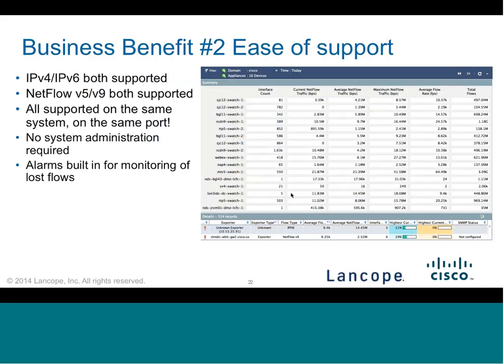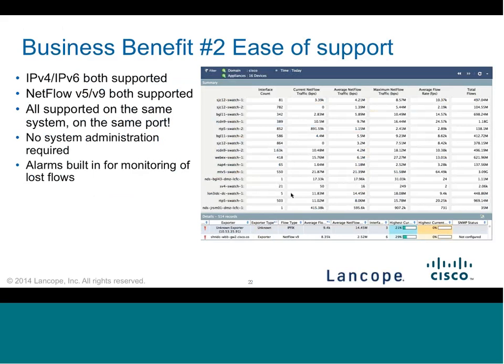The next business benefit, Paul mentioned it a little bit when we were talking about some of the challenges with OSU FlowTools. It's really ease of support. The fact that with StealthWatch we deploy a single box and we can point flows that are both V5 and V9 that include IPv4 and IPv6 all at one device and have it pull all of those flows together is huge.